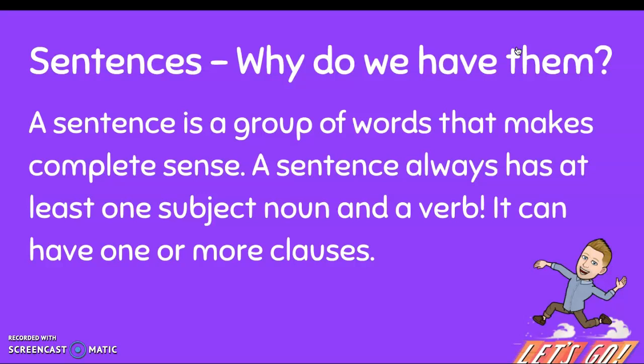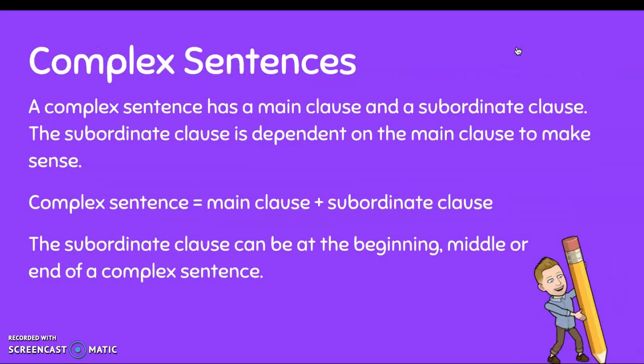Sentences. A sentence is just a group of words that makes complete sense. A sentence always has at least one subject and a verb. It can have one or more clauses, as you're about to find out. A complex sentence has a main clause and a subordinate clause. The subordinate clause is dependent on the main clause to make sense.